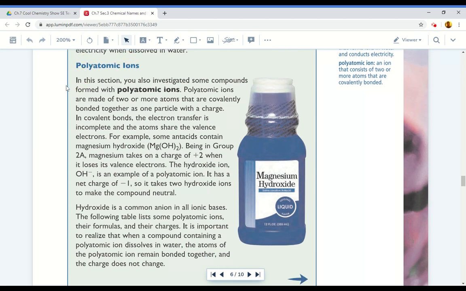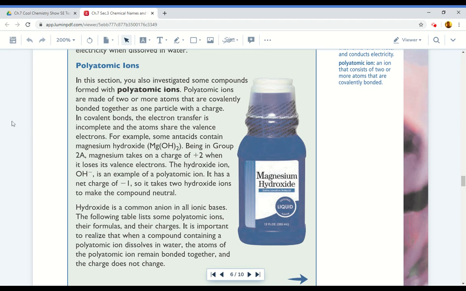Polyatomic ions. In this section, you also investigated some compounds formed with polyatomic ions. Polyatomic ions are made of two or more atoms that are covalently bonded together as one particle with a charge. In covalent bonds, the electron transfer is incomplete and the atoms share the valence electrons. For example, some antacids contain magnesium hydroxide. Chemical name, chemical formula.